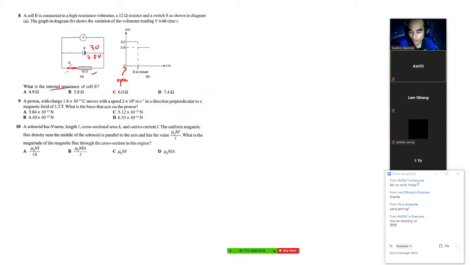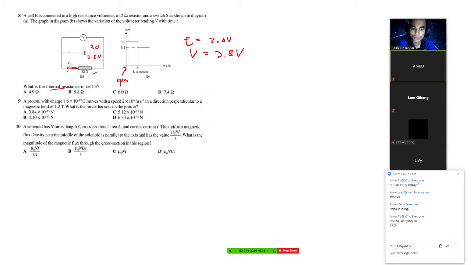Switch open, we have 3.0 volts. S closed means that the switch is closed. We have current running through the 12 ohm resistor. The cell shows 2.8 volts in the voltmeter. So again, we write back what it says. E equals 3.0 volt, because S is open at that point, and V equals 2.8 volt.